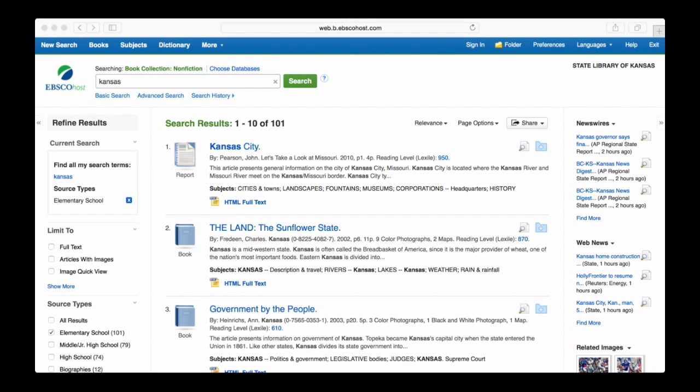Now you can notice over on the left-hand side that I have selected elementary school. That means any of the results that end up in this area are going to be age appropriate for you. If you end up with all results, you're going to get books that are geared more towards adults and may not be interesting or may be too hard to read. If you have any questions about searching for different things, or if you get stuck, let me know and I'll help you out.